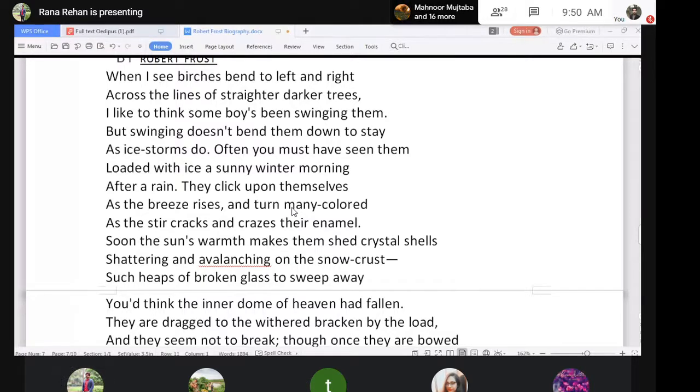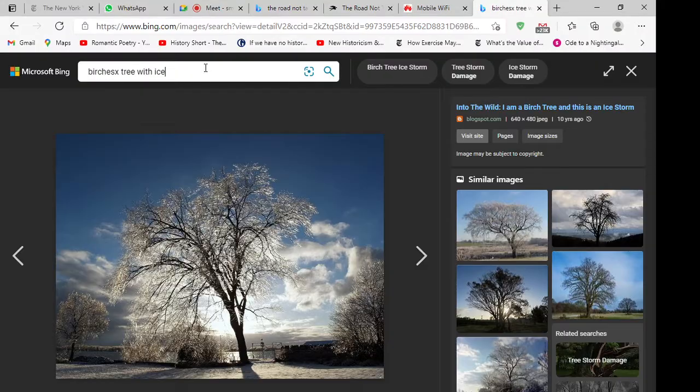The trees were loaded with the ice. So now what will happen? They shed crystal shells, shattering and avalanching on the snow. Because with the warmth of the sun, the snow melts, and when the snow melts, it cannot stick to the branches of the trees anymore. So it is shattering, breaking, losing its grip from the branches of the tree and avalanching on the snow crust. They are falling like an avalanche on the snow crust. Another, I would say, strong metaphor.